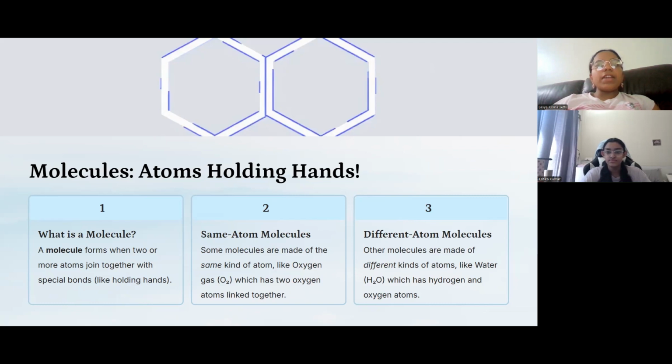Then we have different atom molecules. Other molecules are made up of different kinds of atoms, like water, right? It has H2O. So this has hydrogen and oxygen atoms, making it have two different kinds of atoms.